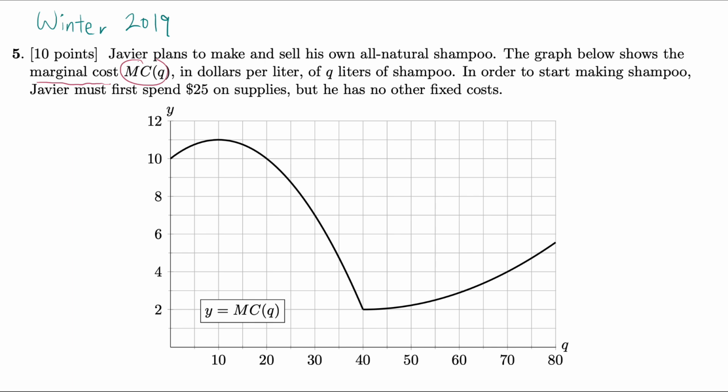For example, they give us the units for MC. So the cost is in dollars. And how quickly is the cost changing? Well, it's per liters of shampoo.